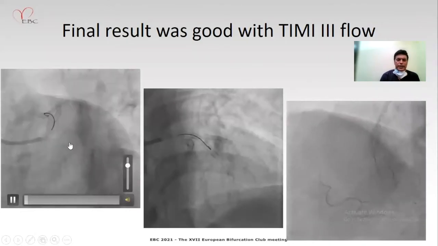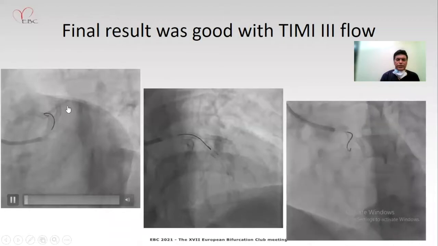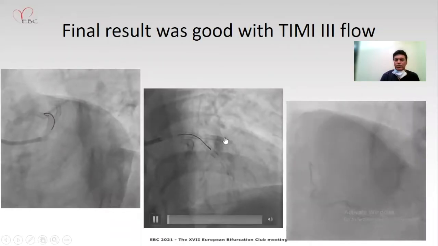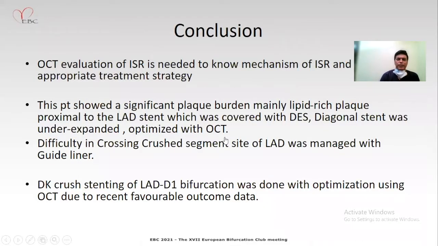You can see the nicely expanded proximal LAD stent, mid LAD stent, and LAD-D1 bifurcation site as well as the diagonal stent. So OCT evaluation of ISR is needed to know the mechanism of ISR and in choosing the appropriate treatment strategy. This patient showed a significant plaque burden in the proximal LAD, which is lipid-rich plaque. That's the reason it was covered with the DES.